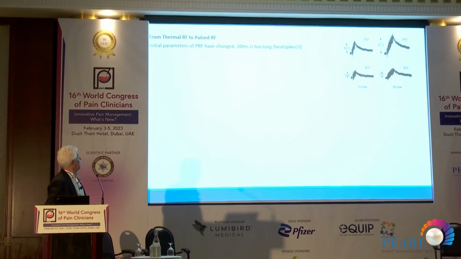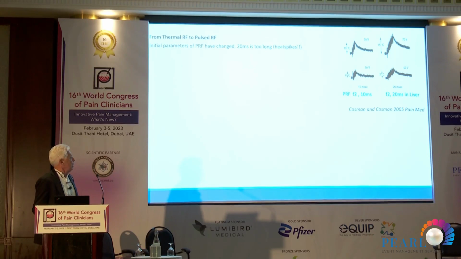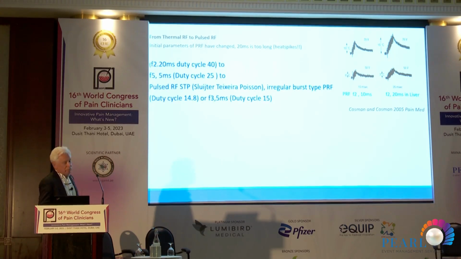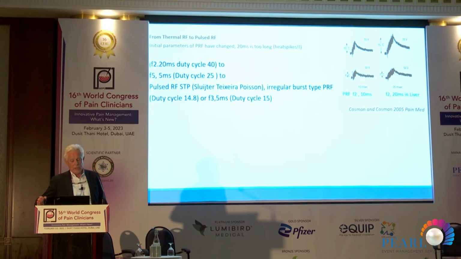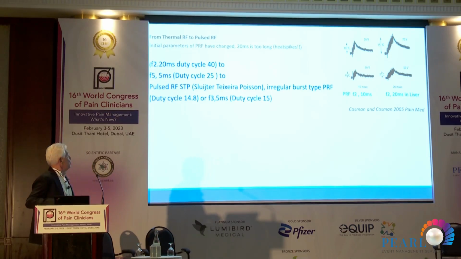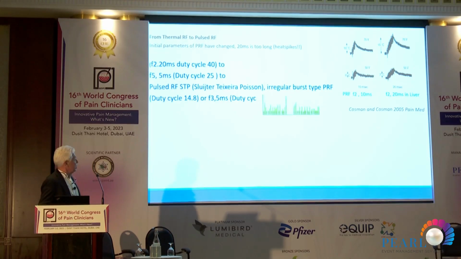So here you see why we changed it. Yesterday I told you there are heat spikes when you do 220, and Cosmo showed this. We look at it as duty cycle. When you use 220, the duty cycle is 40. When you do 5.5, the duty cycle is 25. With STP, the duty cycle is about 15. And you see here the slide, the profile of STP, a burst type irregular pulse radio frequency.